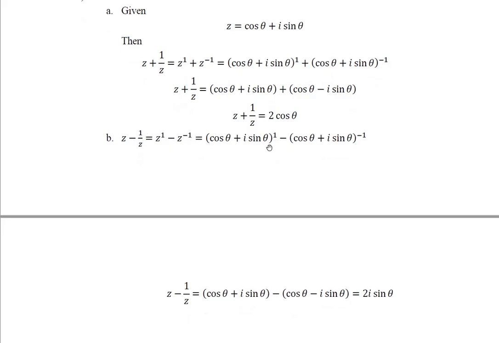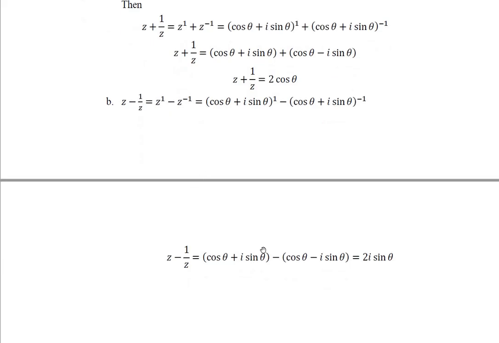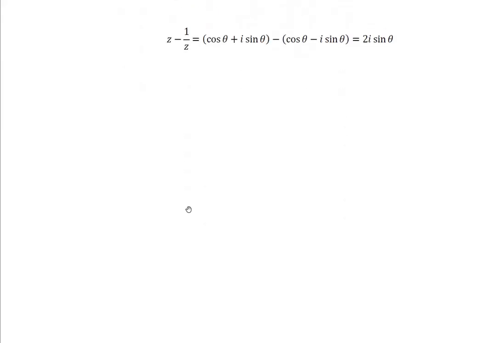Following the same principles as before, we are able to obtain the solution of 2i sin theta for z minus 1 over z. And that's the end of the solutions.